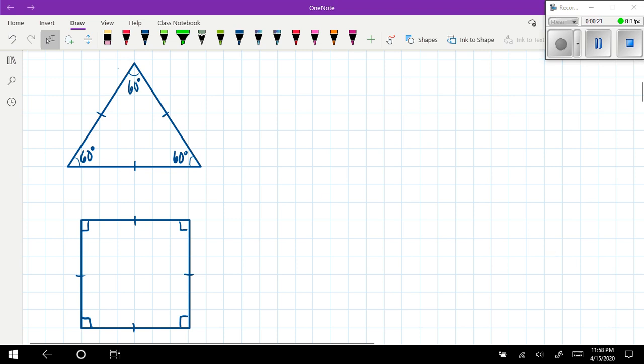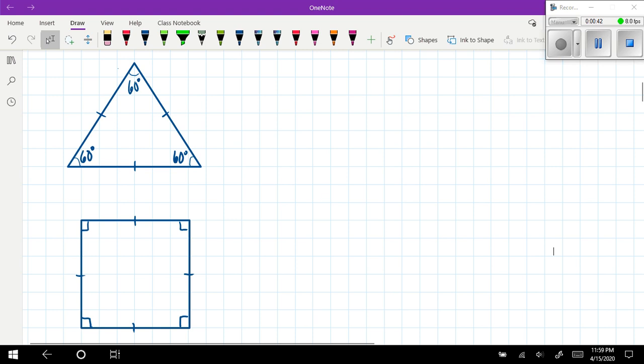All the sides are marked congruent to each other. That makes it equilateral. Every equilateral triangle is also equiangular. That means that all three angles are congruent, and we all know that the three angles of a triangle total 180 degrees by the triangle sum theorem. So if you take 180, divide by 3, each of those angles has to equal 60 degrees.